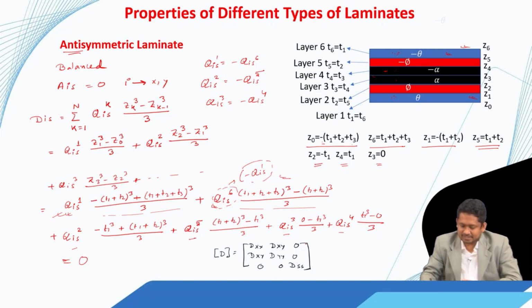But because the IS terms are opposite of each other, so these two plies, I mean their corresponding IS terms for the D matrix cancel each other, and finally this term becomes 0. So, in an antisymmetric laminate, AIS is 0 because it is balanced, and DIS is also 0. Now, if we talk about antisymmetric plies which are also cross ply, for that we get some more features.